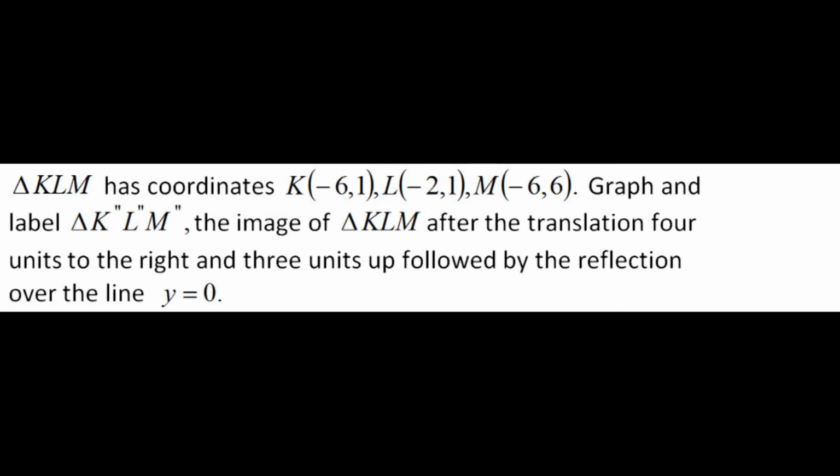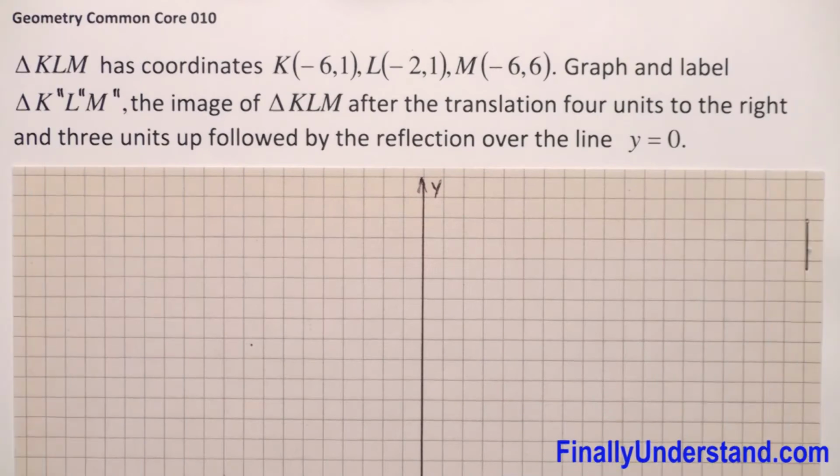Triangle KLM has coordinates K (-6, 1), L (-2, 1), M (-6, 6). Graph and label triangle K''L''M'', the image of triangle KLM after the translation 4 units to the right and 3 units up, followed by the reflection over the line y equals 0.